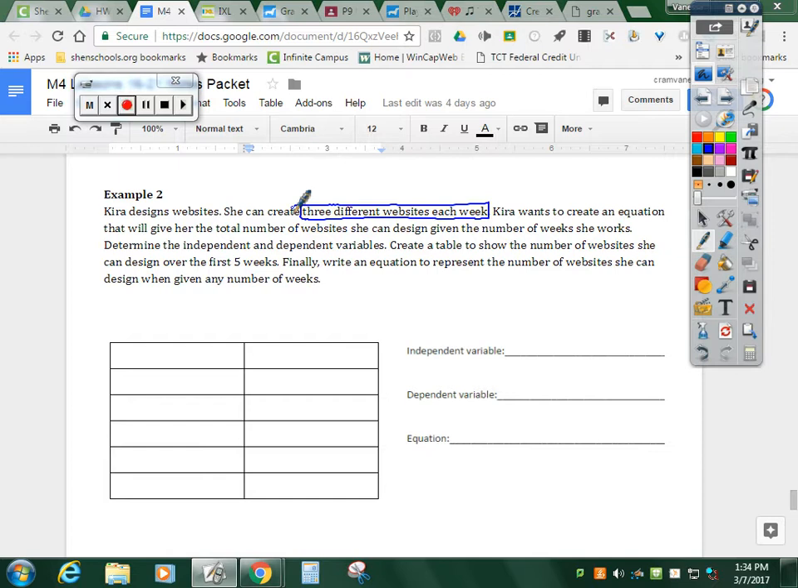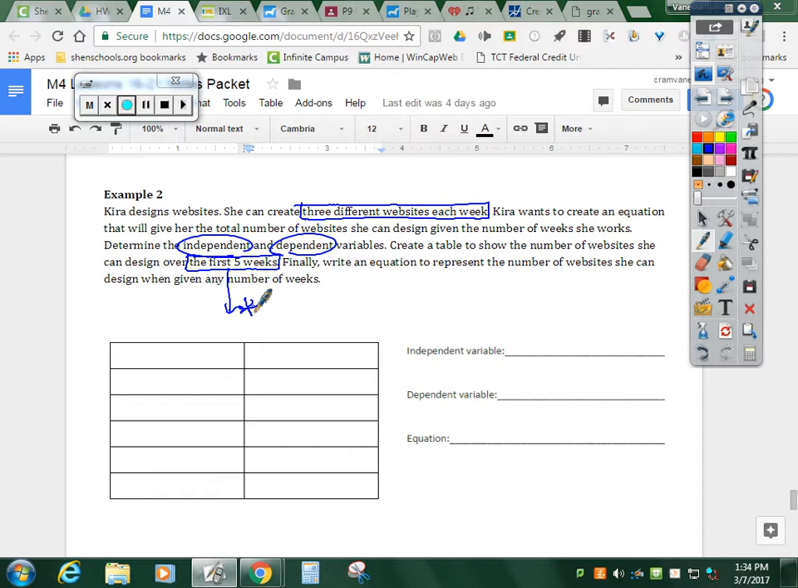Determine the independent and dependent variables. Create a table to show the number of websites she can design over the first 5 weeks. Okay, that right there is glaring. Finally, write an equation to represent the number of websites she can design when given any number of weeks.